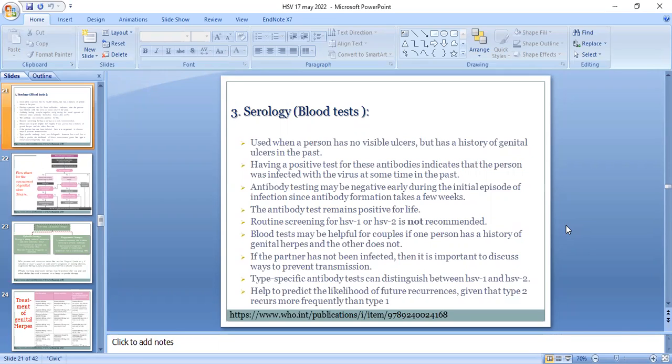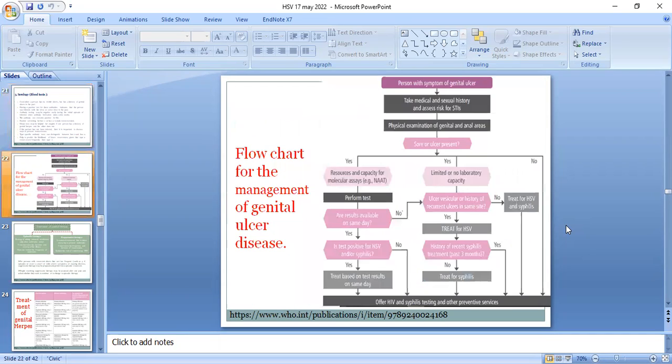Routine screening for herpes simplex type 1 and type 2 is not recommended. Blood tests may be helpful for couples if one person has a history of genital herpes and the other has not. If the partner has not been infected, then it is important to discuss ways to prevent transmission. Type-specific antibody tests can distinguish between type 1 and type 2 and help to predict the likelihood of future recurrences, given that type 2 recurs more frequently than type 1.